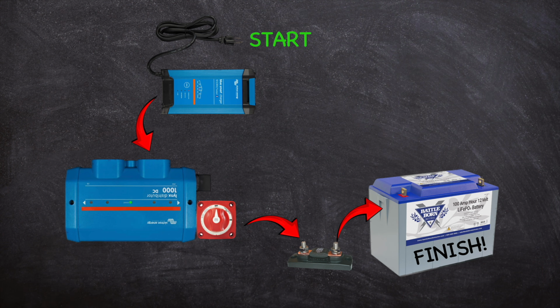Charging your batteries with shore power can be done by wiring a battery charger to your system. The Victron charger I use can be remotely monitored and programmed to deliver up to 30 amps to your battery bank.